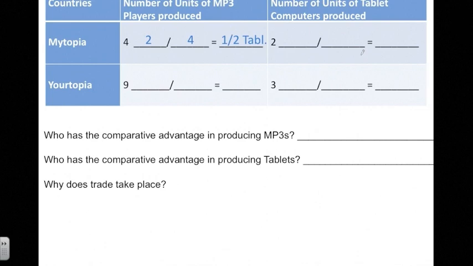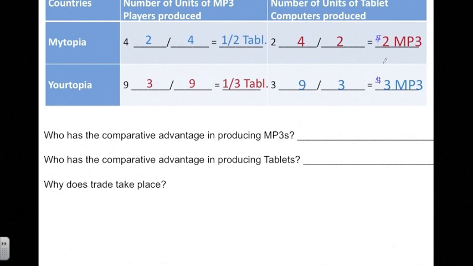We repeat the process on the other side of the table. So I take 4, put it over 2, and that breaks down to 2. To what? 2 MP3 players. Therefore, one tablet costs Mytopia 2 MP3 players. We repeat that process for the bottom portion of the table. Again, other goes over. So 3 goes over 9, 9 goes over 3. Now what I'm looking for is who can do this at a cheaper cost. Sometimes it's helpful to look at these as dollars. So I might say, well, it takes Mytopia $2 to produce a tablet, whereas it takes Yourtopia $3.